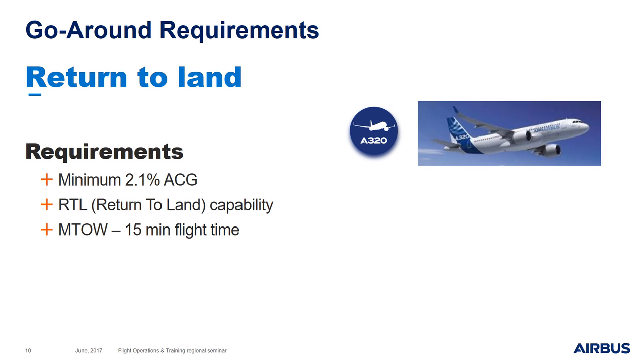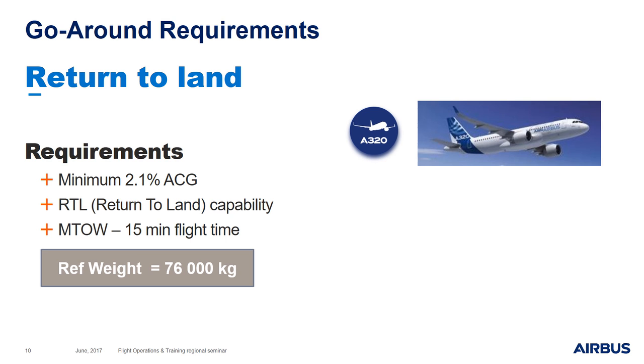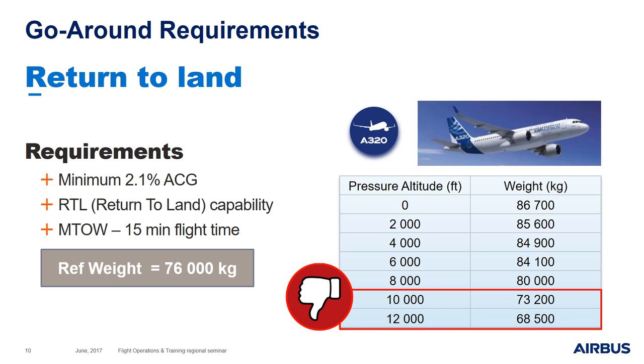If we go back to our example of A320 aircraft, when this aircraft is not performance limited, the maximum takeoff weight is 78 tons. Minus 15 minutes of flight, this takes us down to 76 tons. At high altitudes, this is higher than the weight limited by go-around.